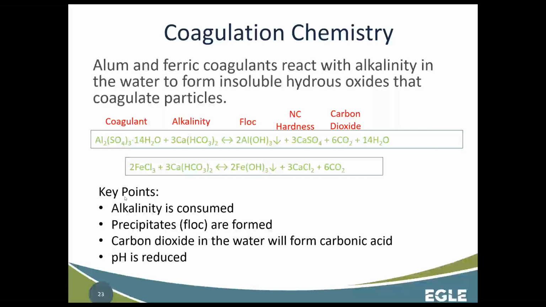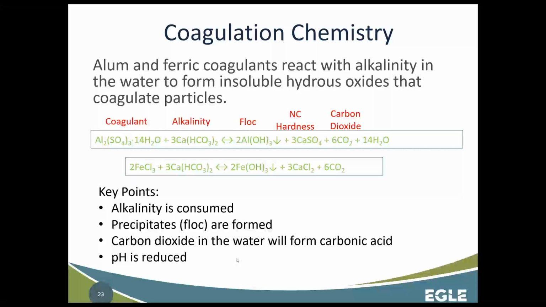Key points: alkalinity is consumed. This goes away on the right side. Precipitates are formed. That's what this right here is. These are your floc. That's what this complex is. And for those of you who maybe have had some chemistry courses, this downward facing arrow in the chemical formula is letting you know that this is no longer in solution and that this is going to drop out or settle out of solution now.